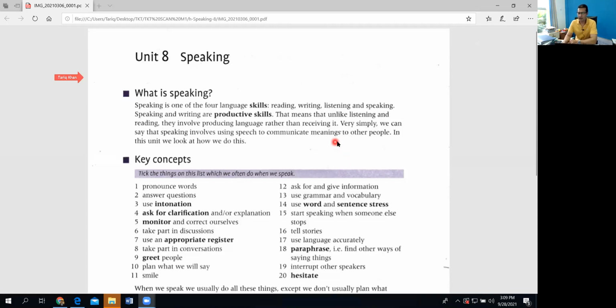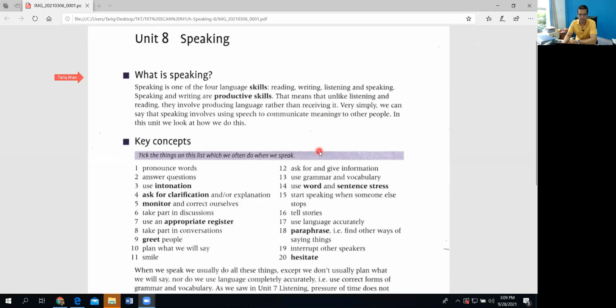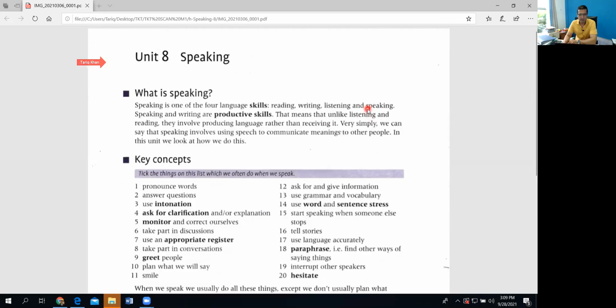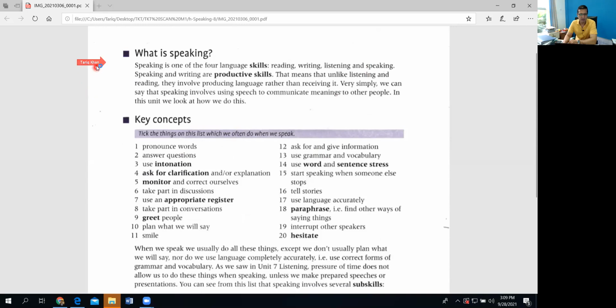Right. So this is the last part of the skills of the language. We covered reading, then we did writing, then listening. Now the last one is speaking. So unit 8, speaking. What is speaking?